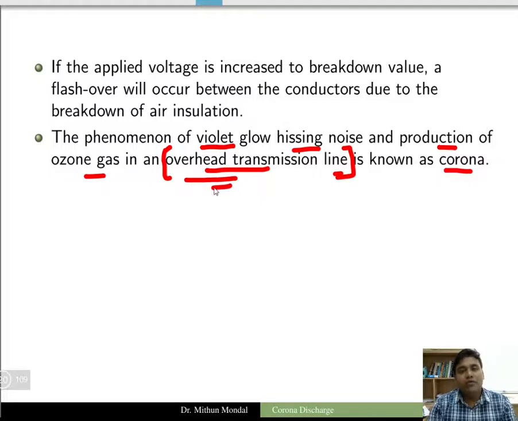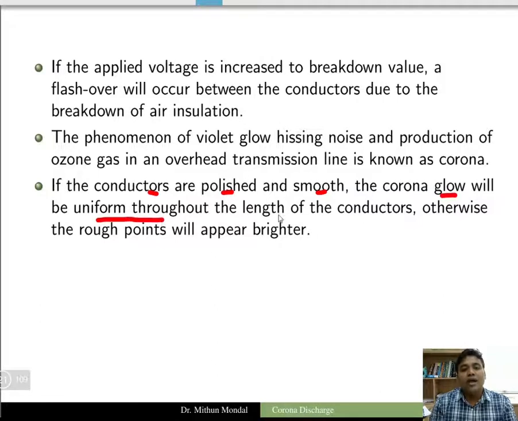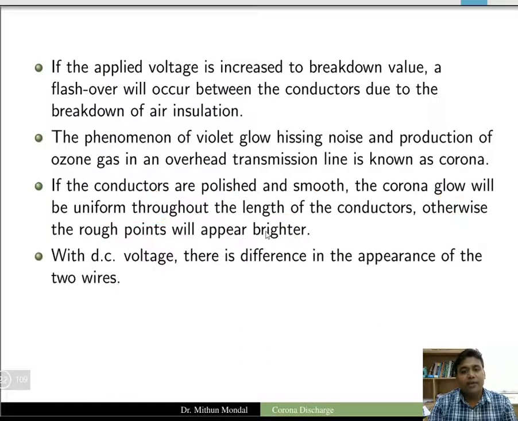There will be a violet glow, there will be a production of noise as well as ozone gas. That is known as corona. Now, if the conductors are polished and smooth, the corona glow will be uniform throughout the length of the conductor, otherwise the rough points will appear brighter. So whenever you use a polished and smooth conductor, the corona glow will be uniform throughout the length, otherwise the rough points will appear brighter.